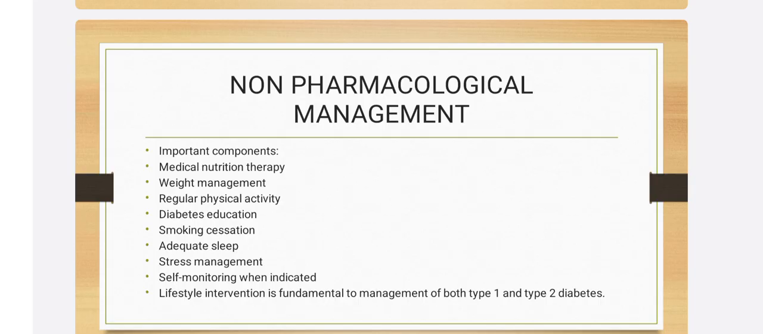Diabetes education is also extremely important. Patients should understand their disease, medications, glucose monitoring, and recognition of hypoglycemia. Smoking cessation should be encouraged. Adequate sleep and stress management are also relevant to overall metabolic health. Therefore, lifestyle modification should continue even after pharmacotherapy is started.